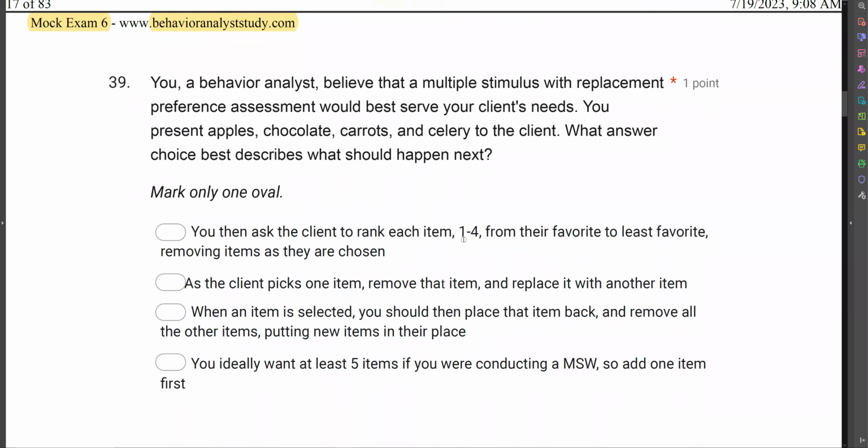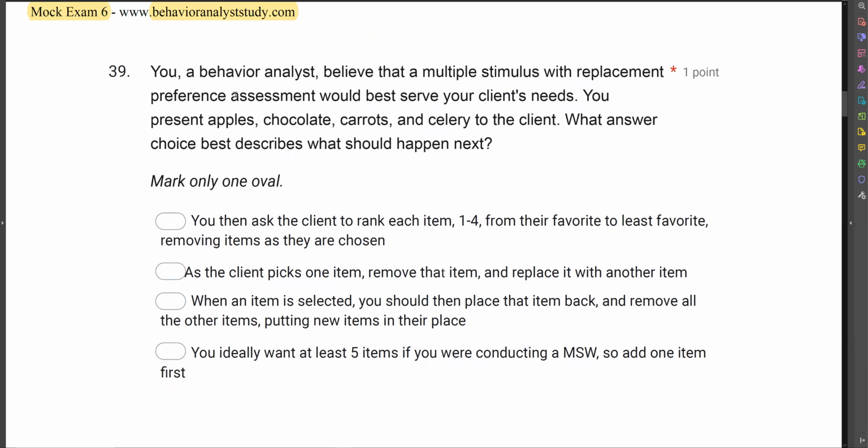Let's get going. 39. You, a behavior analyst, believe that a multiple stimulus with replacement preference assessment would best serve your client's needs. You present apples, chocolate, carrots, and celery to the client. What answer choice best describes what should happen next?